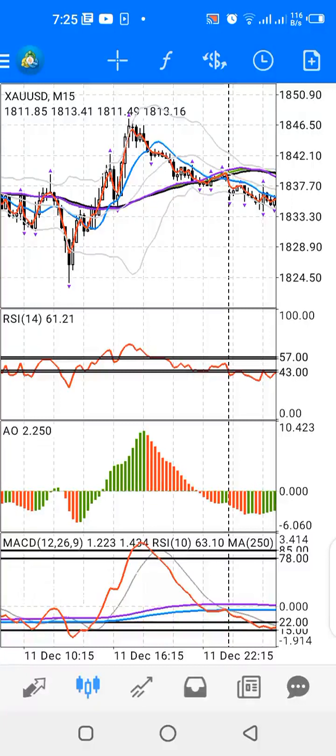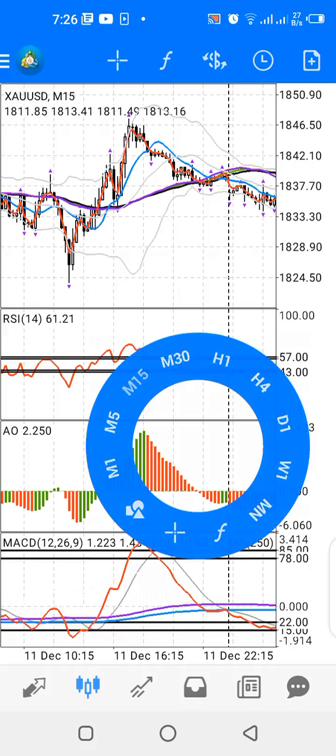Today we'll be looking at how you can trade gold XAUUSD on your MetaTrader app. On the screen I have XAUUSD on the 15 minutes time frame and I have 4 windows.